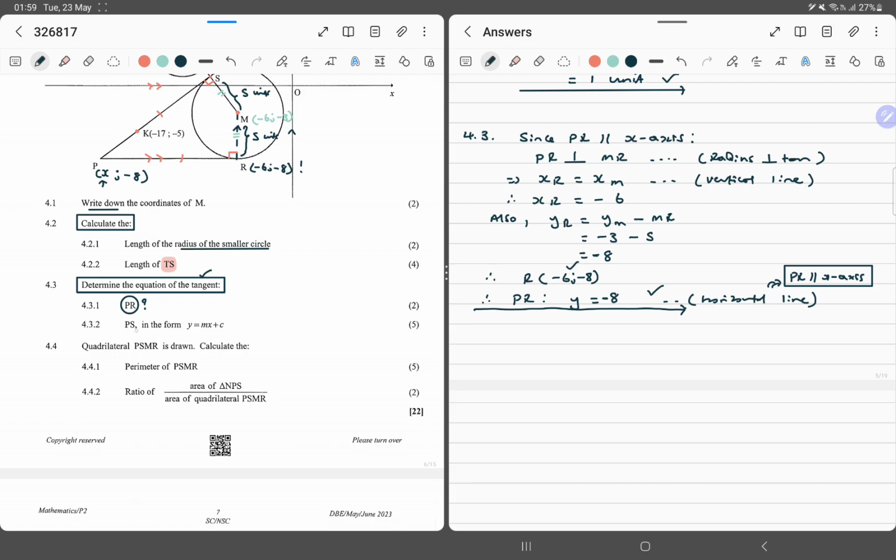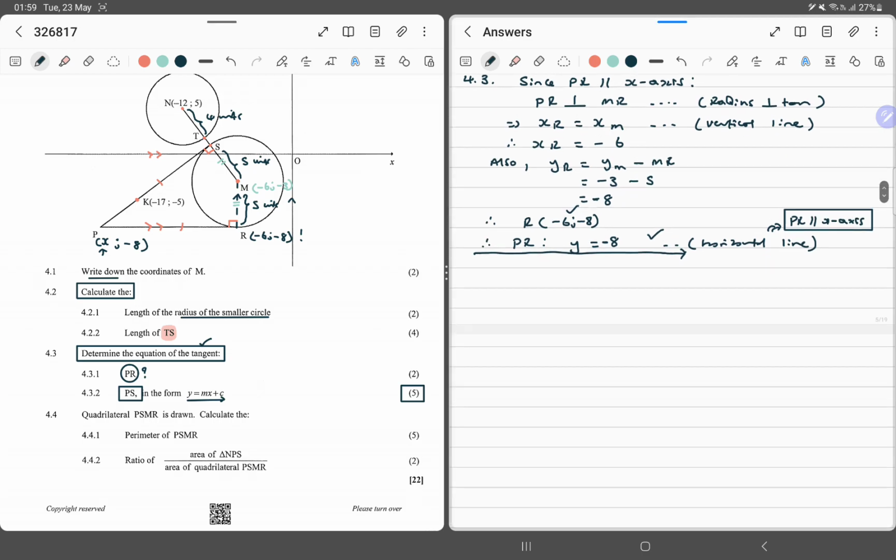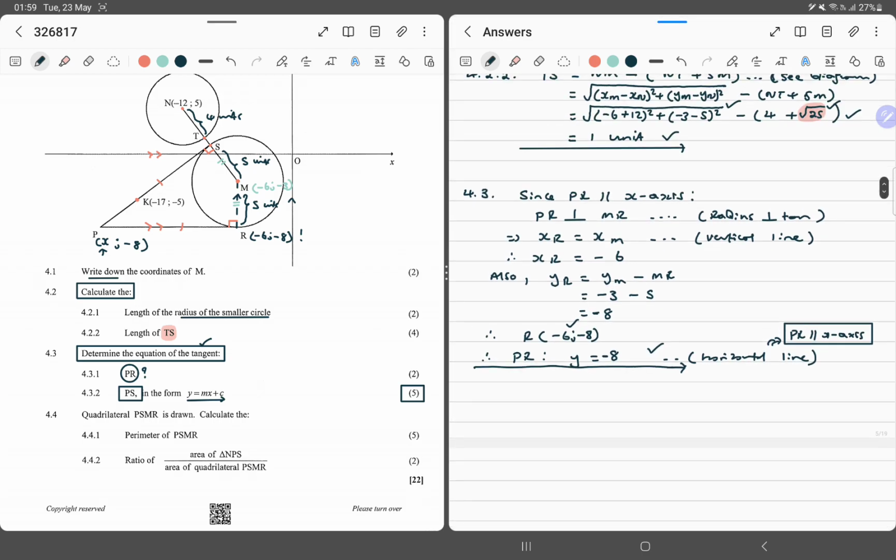Now we want the equation of the line PS. That PS, we already saw what we could do about PS. In the form y equals mx plus c, so basically it's a linear equation. So they decided to be generous. There's nothing special about that question, honestly speaking.